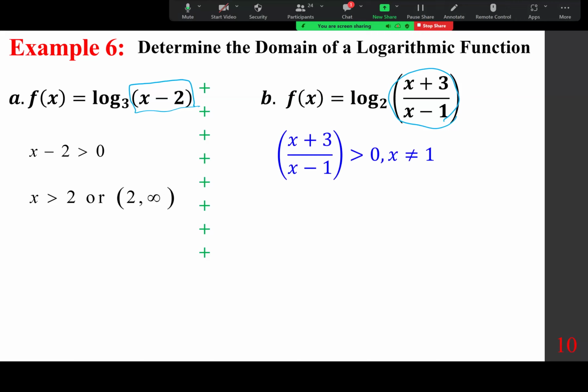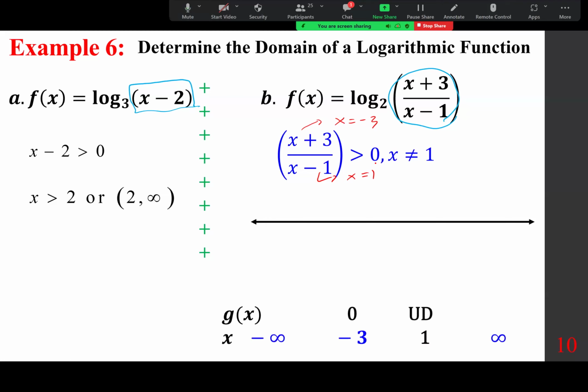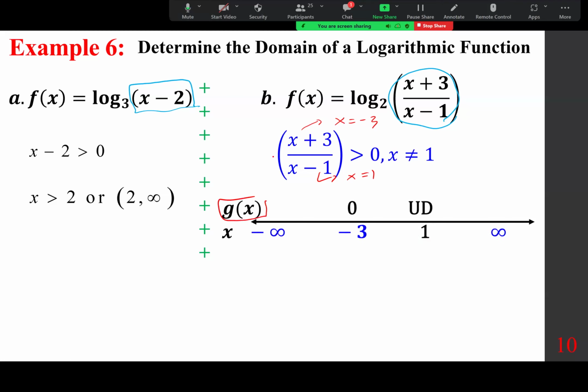So how do we determine that? We go with a sign graph. We have a number line from negative to positive infinity. If you set the top equal to 0, x becomes negative 3. If you set the bottom equal to 0, you get 1. Those are giving us subintervals. And we write it in this fashion. And by the way, we are going to call this g of x, so we know what we're doing.